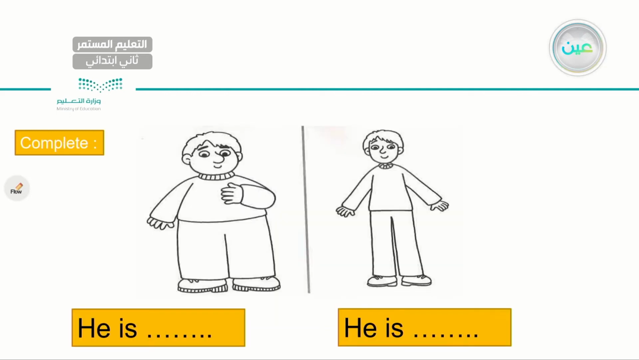Now, let's try to complete with the correct answer. To your left, I have this man. Let's describe him with one word. He is what? He is fat. Excellent. Very good. The other one, what about him? He's not fat. He is thin. Very good. Let's read the answers. He is fat. He is thin. Very good.